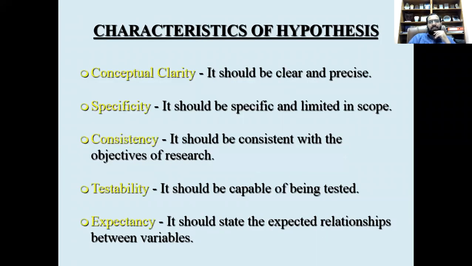Characteristics of hypothesis: it must be conceptually clear. It should be clear and precise. There is no ambiguity in the hypothesis. Hypothesis is clear, whatever the statement is. Specificity: it should be specific and limited to scope. Now, research scope is very important. What is your scope? That is defined in your first chapter, so that you know exactly what my scope is, what is to be included, what is not to be included.